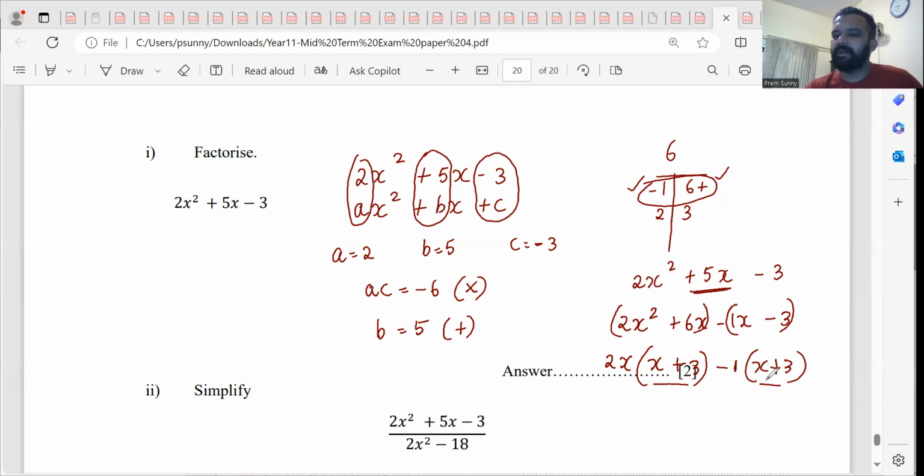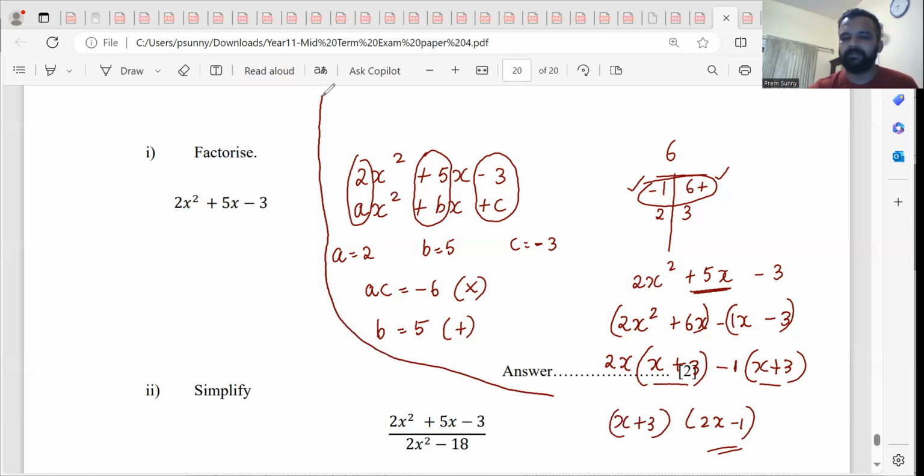The last step here, you need to write the things inside the bracket once, that is x plus 3. And whatever the things outside the bracket, you need to write it once. Outside the bracket, I have 2x and minus 1. 2x minus 1. This will be the final answer. This is how we factorize a quadratic expression. Now, this is all for A part, or the first subdivision.